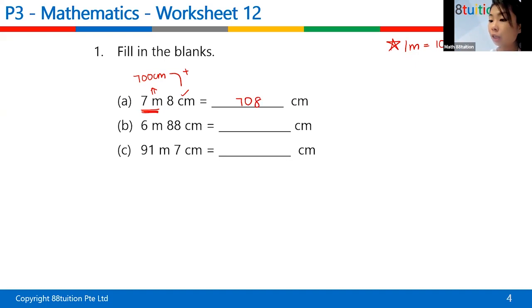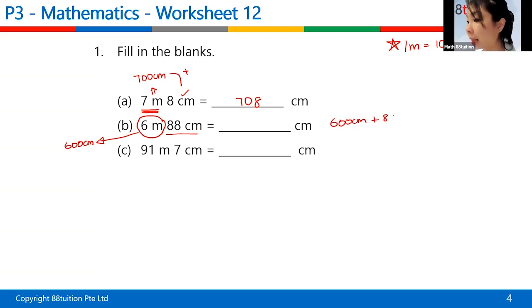For the next question, once again, this part is in cm, so I'll keep it as it is. I'll focus on 6 meters. If I convert 6 meters to cm, it will be 6 times 100, so this is 600 cm. Now I need to add the two together. So 600 cm plus 88 cm gives me 688 cm.